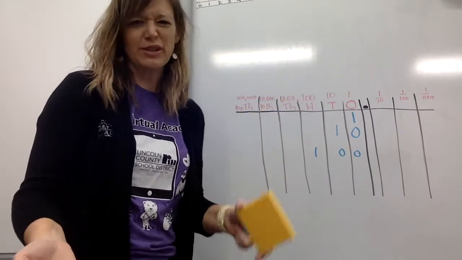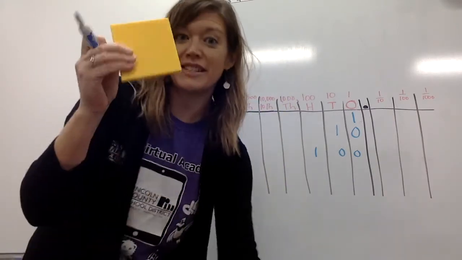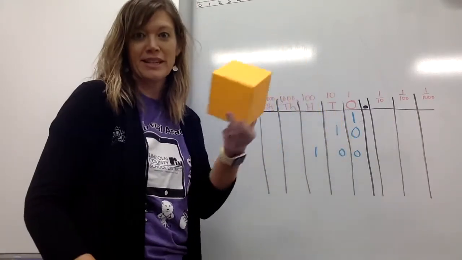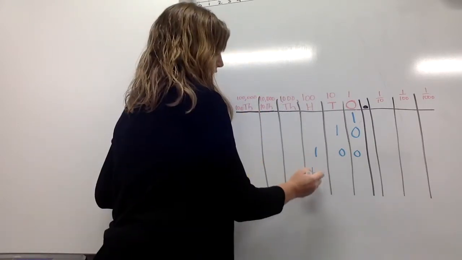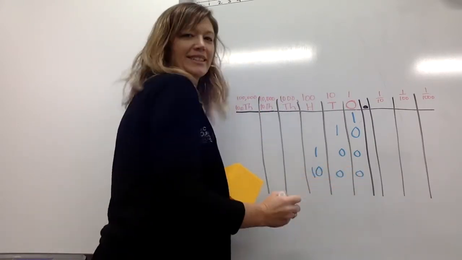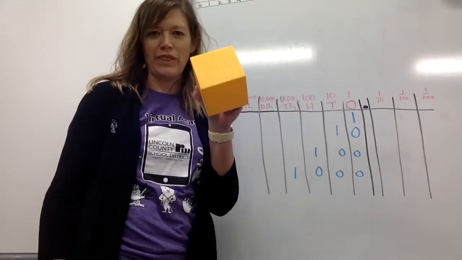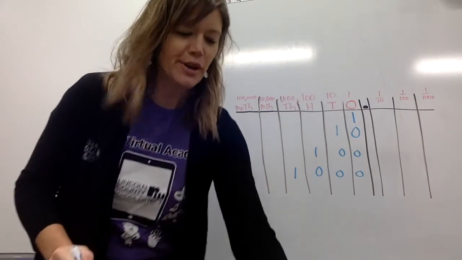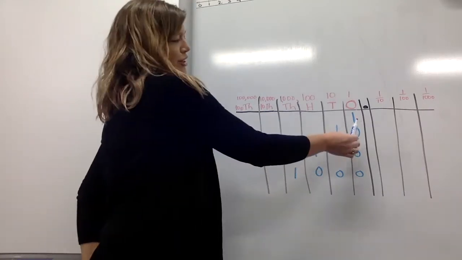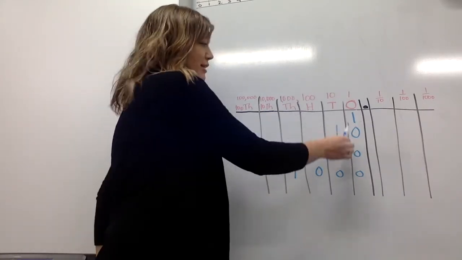Okay, you guys know this. You've worked with this for years. 10 of these hundreds becomes 1,000. 10 hundreds is actually 1,000. Okay, so noticing on our place value chart how every time we have a group of 10, we're moving over.